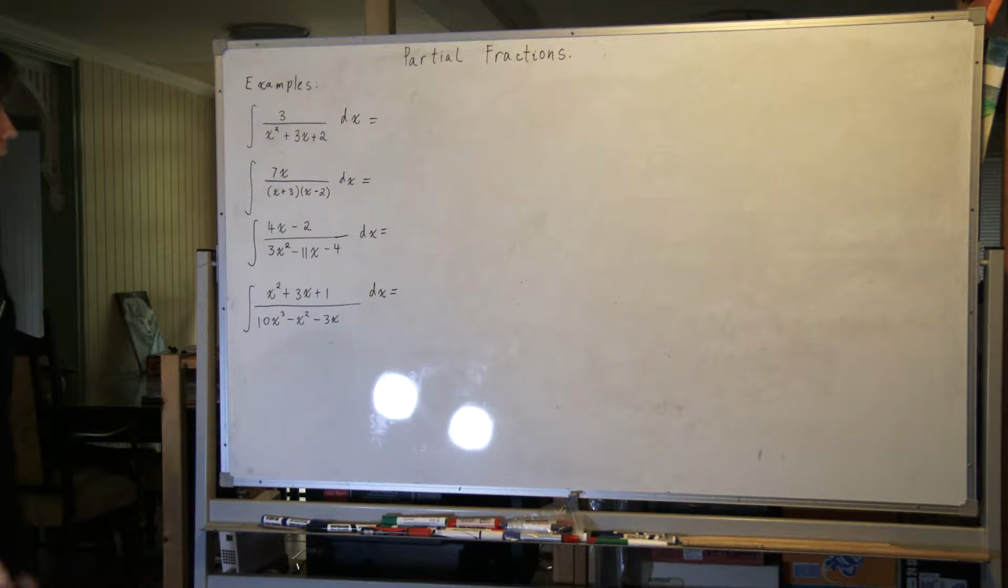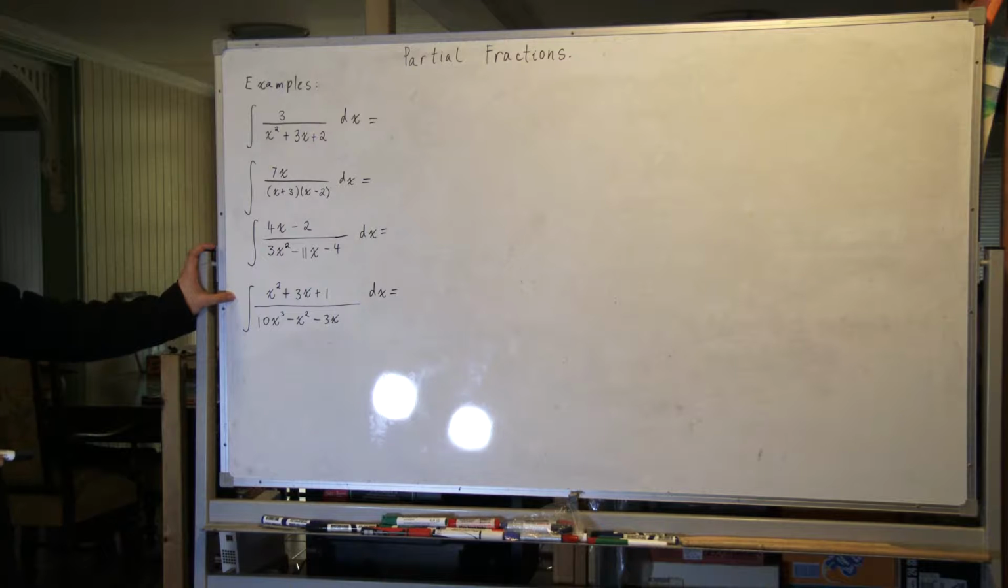Okay, so final example. We have a fraction and the numerator is a polynomial of degree 2. The denominator is a polynomial of degree 3, so that's fine. But the denominator is not factorized.